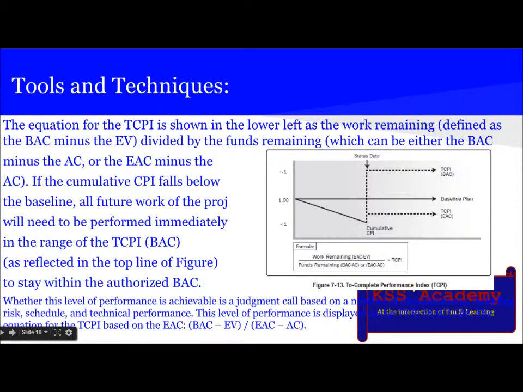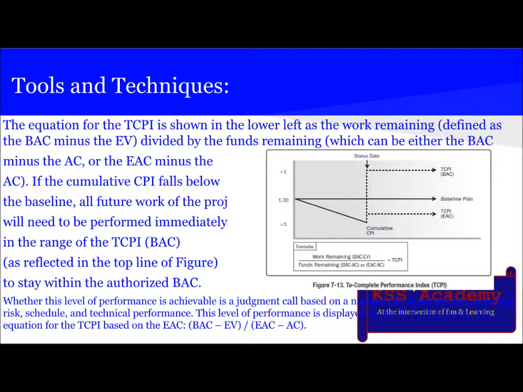If the cumulative CPI falls below the baseline, all future work of the project will need to be performed immediately in the range of the TCPI BAC. So here it is explained in the top line of this figure: to stay within the authorized BAC. Whether this level of performance is achievable is a judgmental call on a number of considerations, including risk, schedule, technical performance. This level of performance is displayed as the TCPI or EAC line.